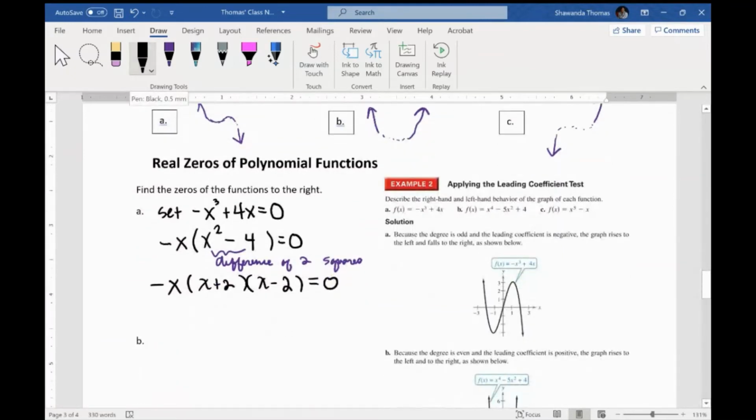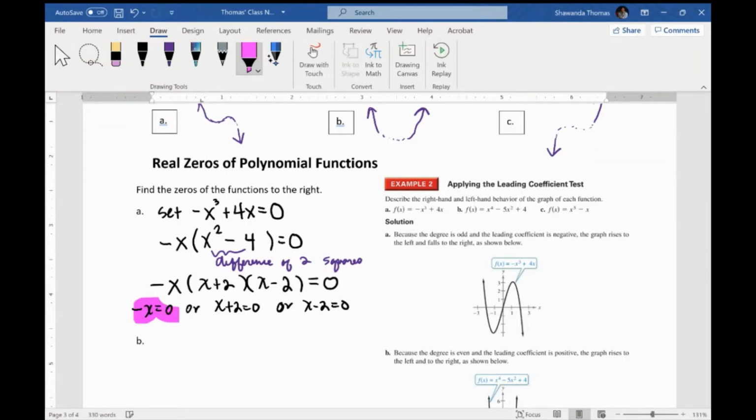Set each one of them to 0 and solve. Very nice. Negative x equals 0. What word should we put there to really impress somebody that we know our math? Or. Yes. Or x plus 2 equals 0, or x minus 2 equals 0. And Alicia said we're going to solve for x. So for the first one here, how do we solve for x?